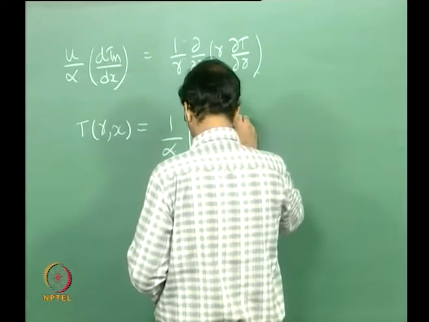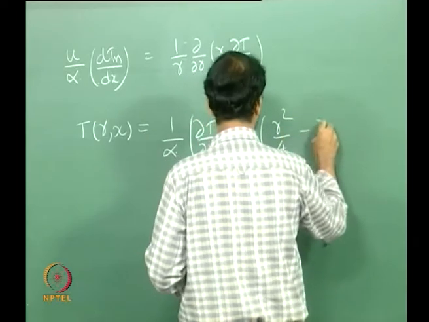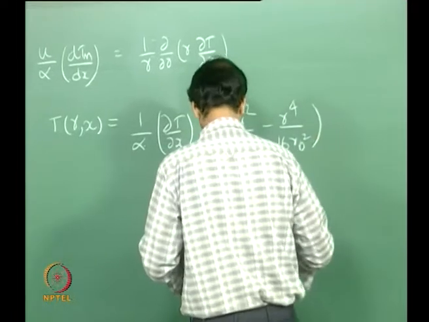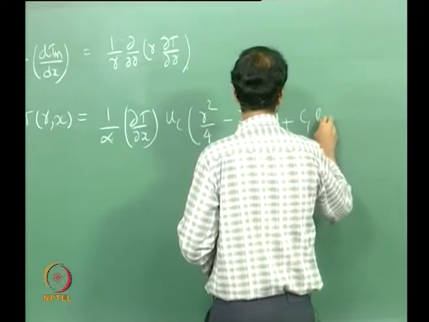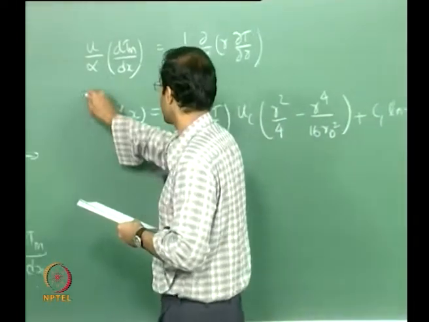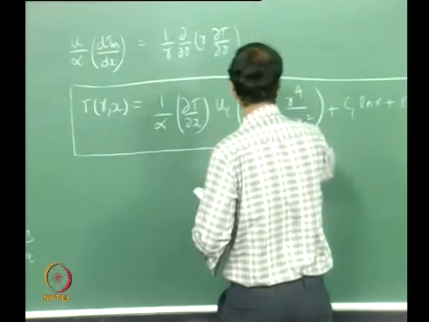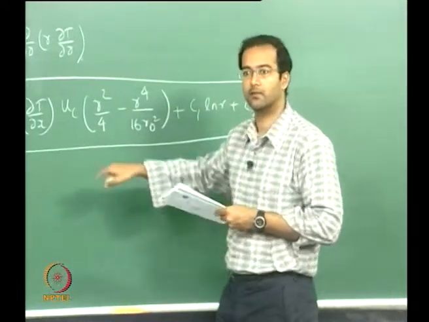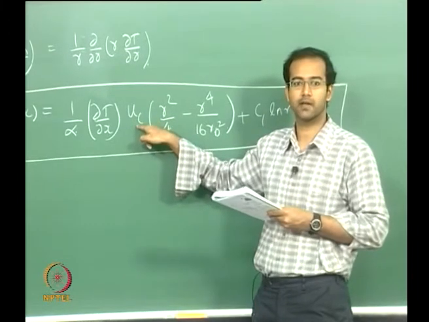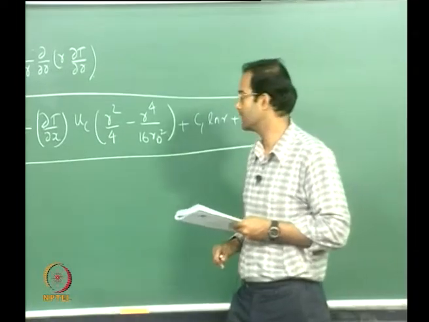So you have Uc[r²/4 − r⁴/(16 r₀²)] + C1 ln r + C2. So this is what I get, somewhat similar to the velocity profile where you had a pressure gradient in the place of this dT/dx. You had dp/dx there and you had a similar variation, okay.